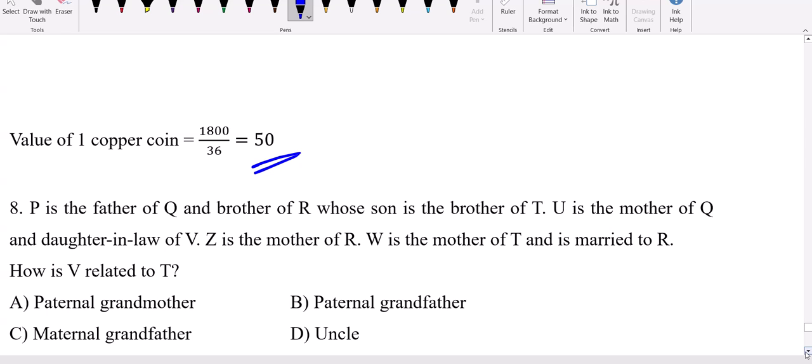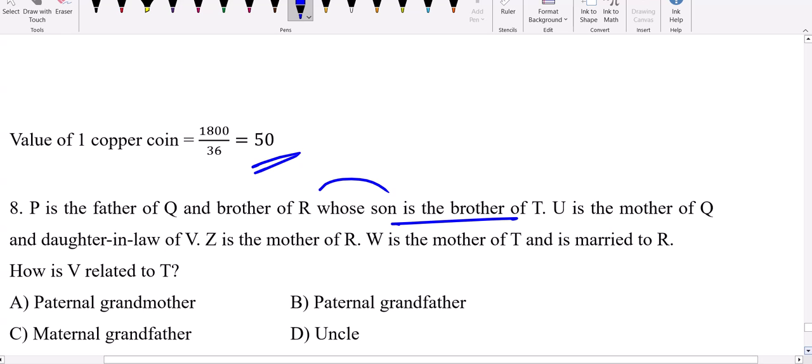P is the father of Q and brother of R. When they use the word whose, this is related to R only. When they use the word who, which, whose, the adjacent one is related to R. Son is the brother of T, means T is also son of R only. That's what we can understand. Now, what's the relation between V and T? What do you got? Uncle or grandfather. If it is grandfather, from father side means paternal, mother side means maternal.